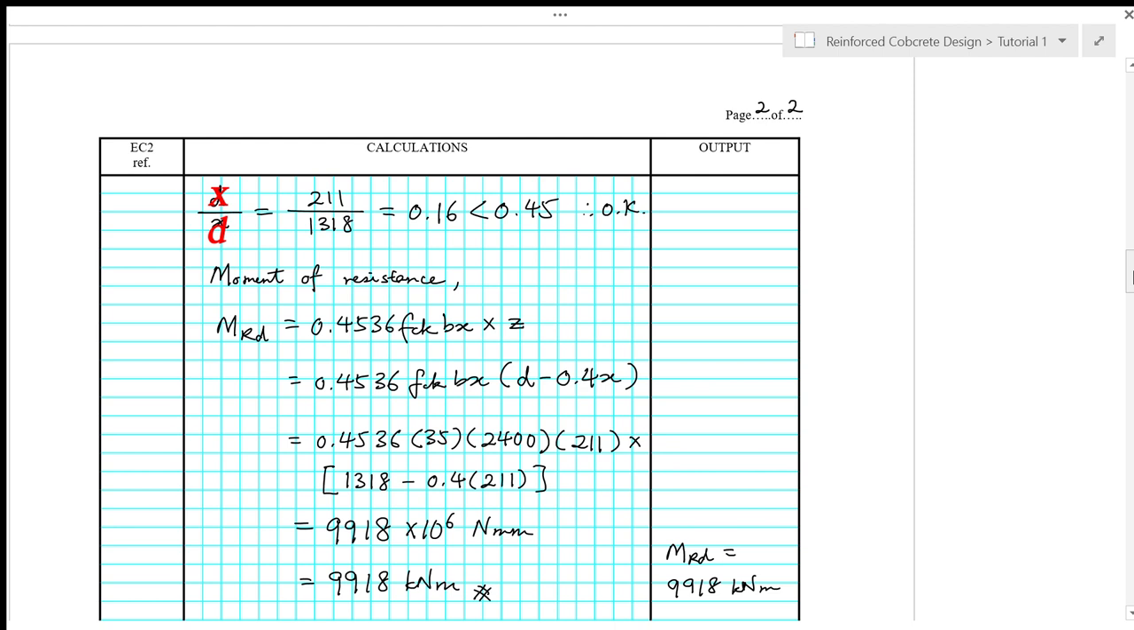After that, we substitute all the known values into this equation here, with fck equals 35, b equal to 2400 mm, x equal to 211 mm, d is 1318 mm, and another 0.4x, where x is 211 mm. So we get 9918 times 10 to the power of 6 Newton millimeter. To convert that to kilonewton meter, it is 9918 kilonewton meter.